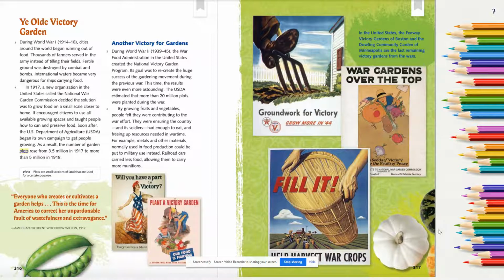Everyone who creates or cultivates a garden helps. This is the time for America to correct her unpardonable fault of wastefulness and extravagance. American President Woodrow Wilson, 1917. In the United States, the Fenway Victory Gardens of Boston and the Dowling Community Garden of Minneapolis are the last remaining victory gardens from the wars.